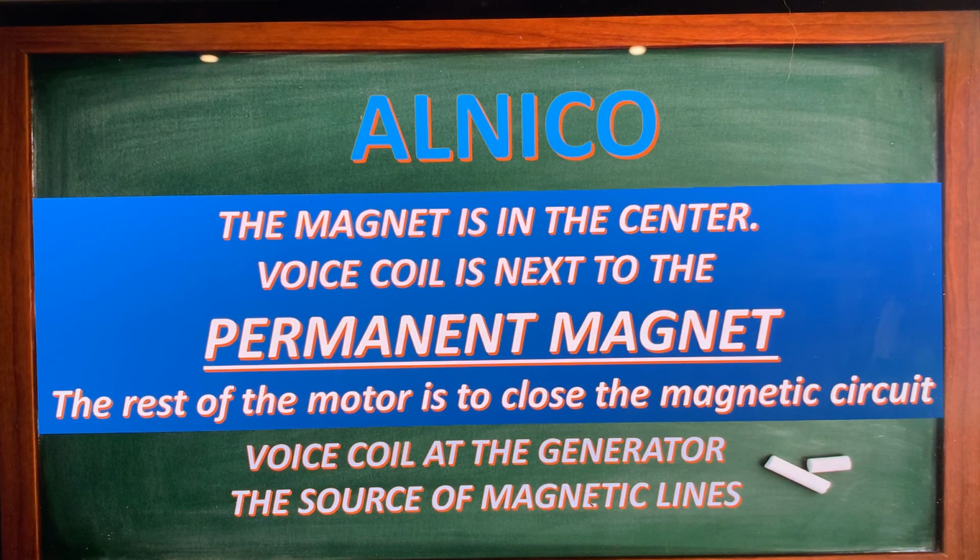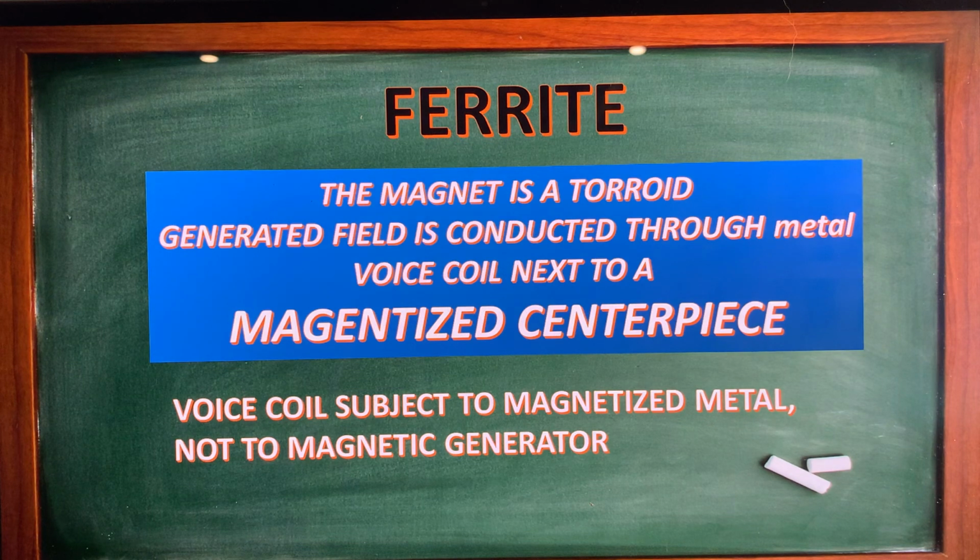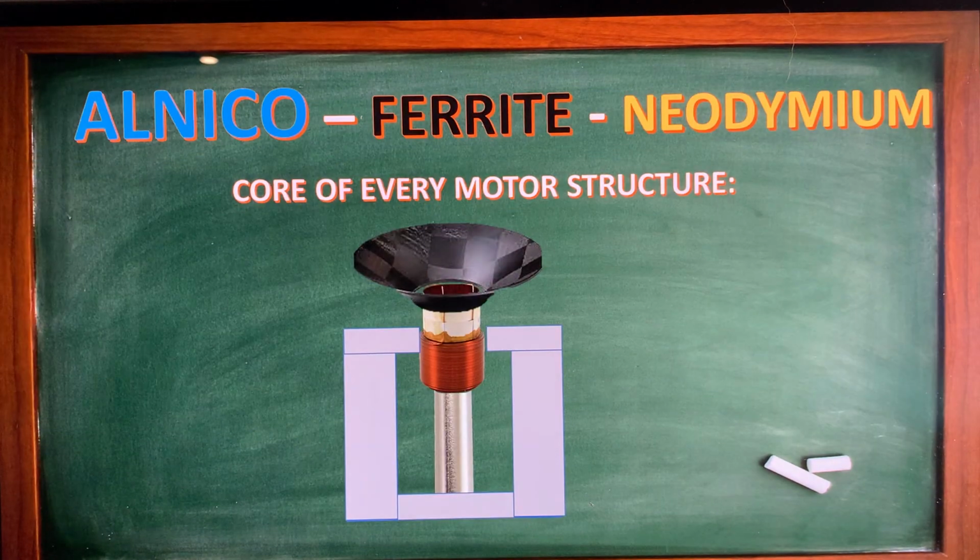And now, basically, that was how an ALNICO magnet works, or I would say an ALNICO loudspeaker driver works. They are near perfect magnetic circuits. So now when we look at ferrite drivers, in these cases the magnet is not in the center. We have a pole piece in the center, so the magnetizable material and the magnet switch places.